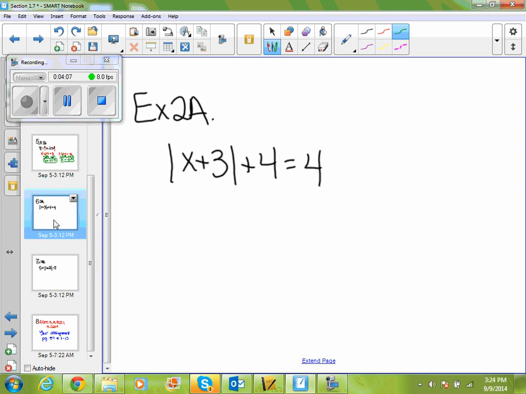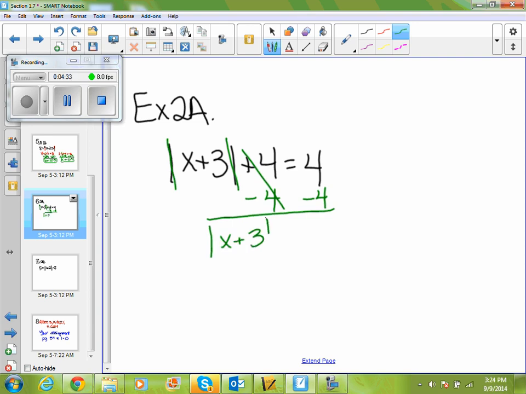Okay, if we look at 2a, the absolute value of x plus 3, plus 4 equals 4. We need to get these by themselves. So what do we need to get rid of first? The plus 4, okay, because it's outside of our absolute value bar. So how do I get rid of a plus 4? Subtract 4. So then I get absolute value of x plus 3 equals 0. Once I have these by themselves, that's my two answers. So I would get x plus 3 equals 0.